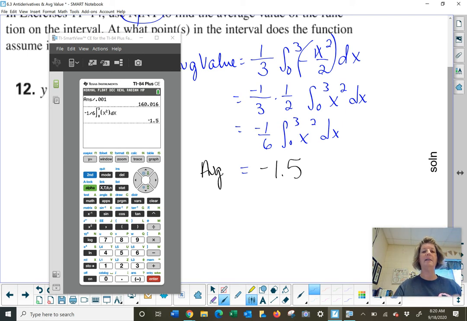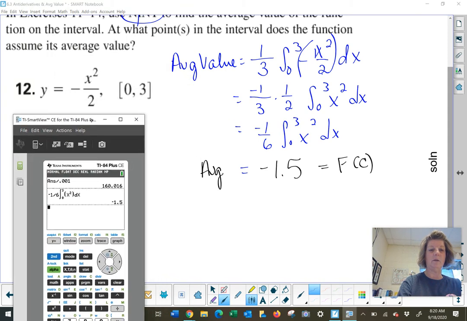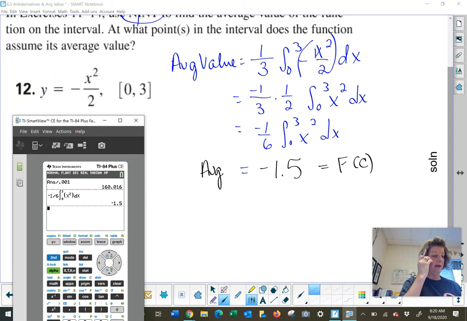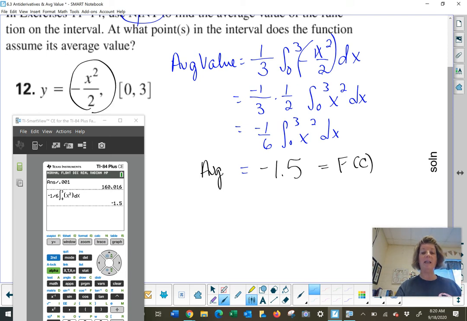Now, the second part says, at what point does the interval assume this position? So this is like an f of c. You know what, I'm going to do capital F to show it's the antiderivative. And I want to set it equal to where this function takes on the value of negative 1.5.